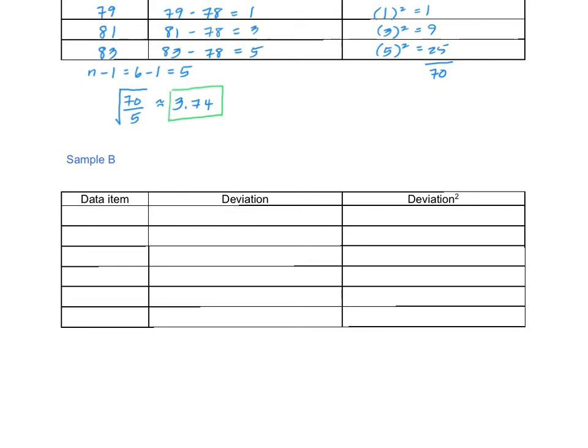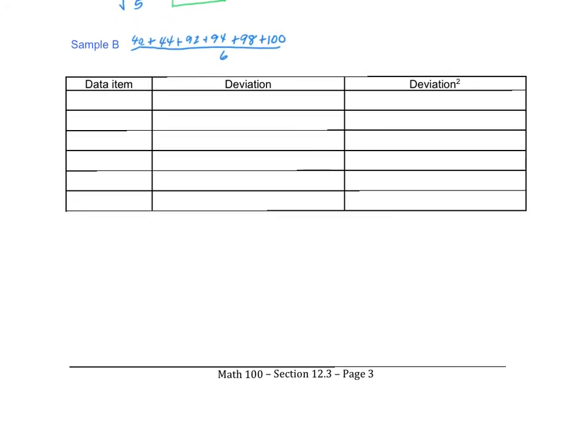Remember, that's a distance from the mean. Let's go ahead and find our mean. So remember, when we find the mean, it's going to be 40 plus 44 plus, and then we jump to 92 plus 94 plus 98 plus 100, divide by 6. I'm going to stick that in my calculator, and I get 78.